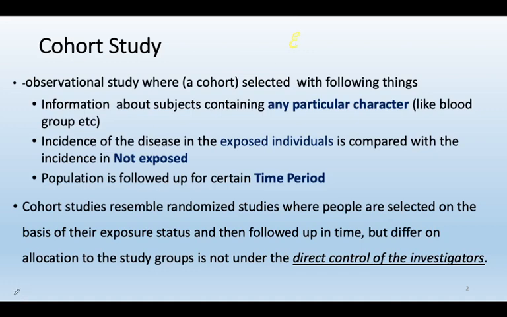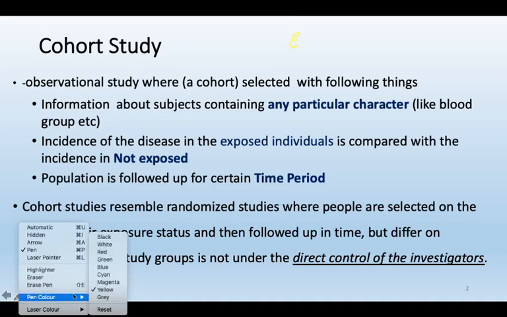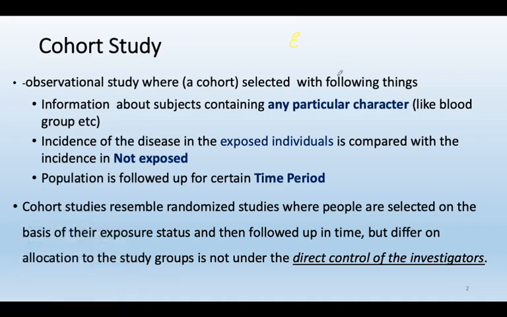Let me change the color so that it should be more evident to you. So it's basically an association of exposure and towards an outcome. All right, since we are talking about the cohort study from a biological perspective, it is basically any risk factor association with a disease.